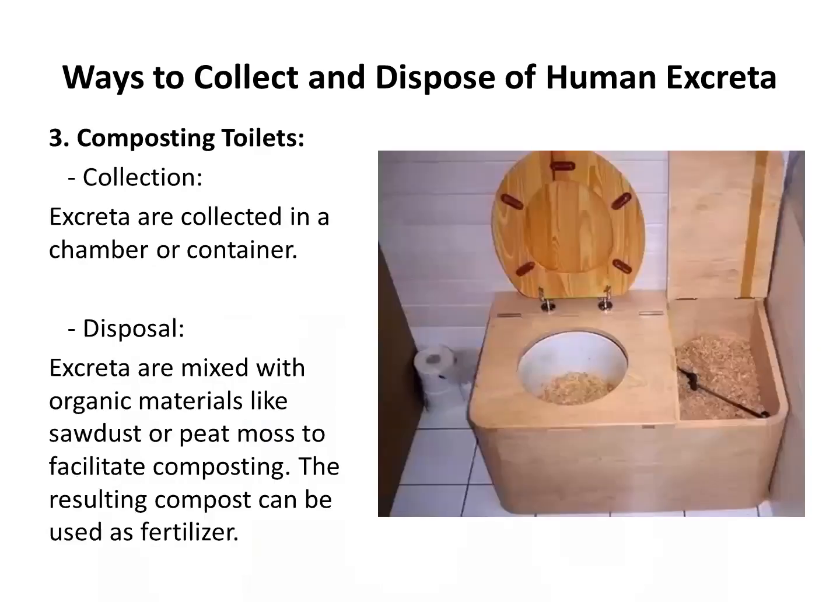And then there are other ways of collecting human excreta, which include composting toilets. Excreta are collected in a chamber or container. Then sawdust or peat moss is put on the excreta so that the gases and the smell are reduced. The resulting compost can be used as a fertilizer.